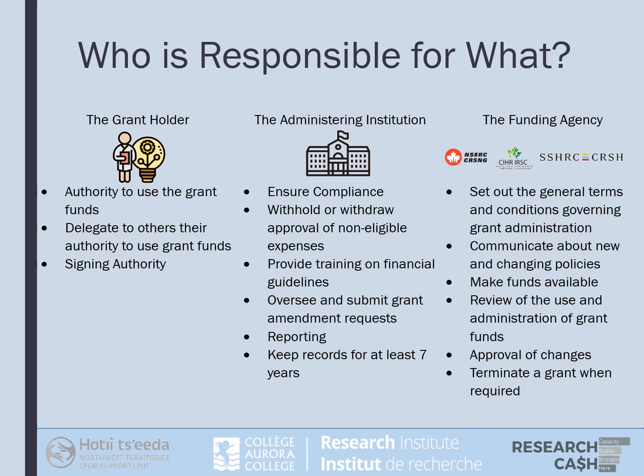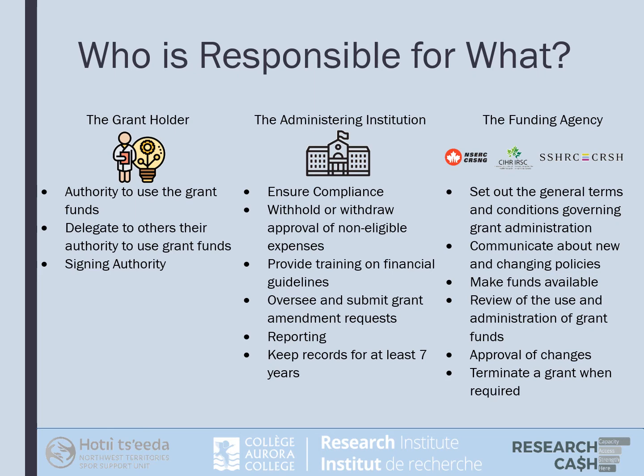And when it comes to the administration of tri-agency research funding, the roles and responsibilities of the tri-agencies, the administering institution, and the grant recipient are all outlined in the Agreement on the Administration of Agency Grants and Awards by Research Institutions, and any specific program or funding opportunity guidelines. So the following is an overview of those roles and responsibilities.